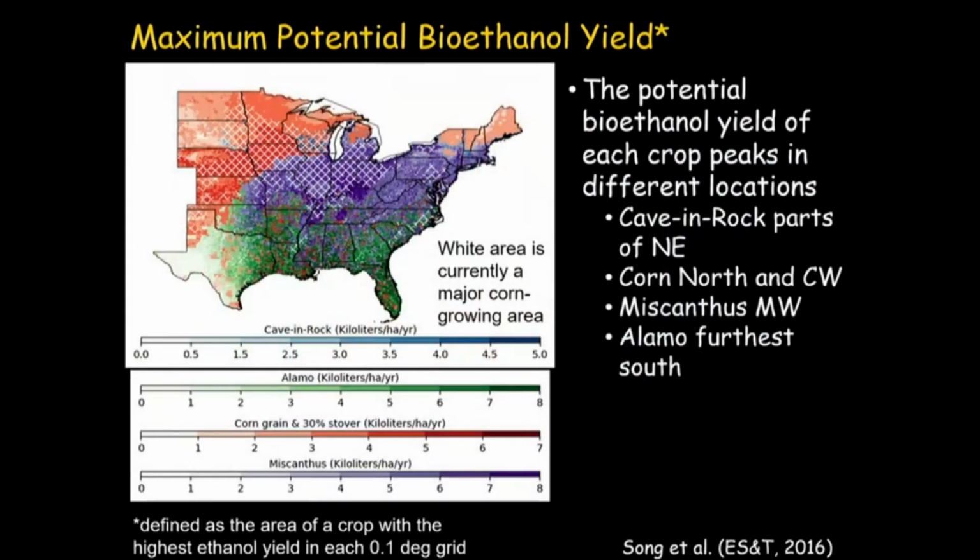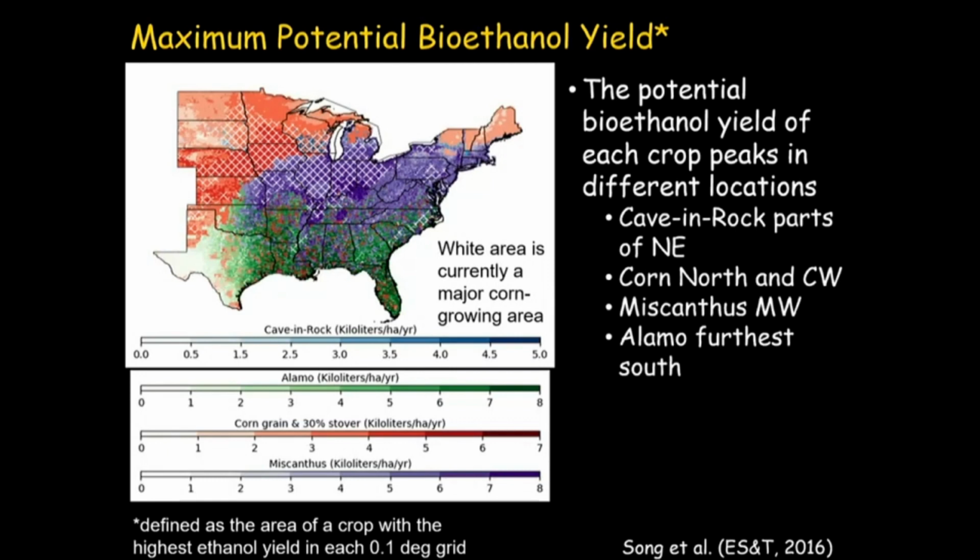Now I also defined the potential bioethanol yield. If you think about it, each pixel of the land is growing these crops which have the maximum potential to produce ethanol. I picked that maximum pixel and plotted which particular crop can be used to produce the maximum amount of ethanol.